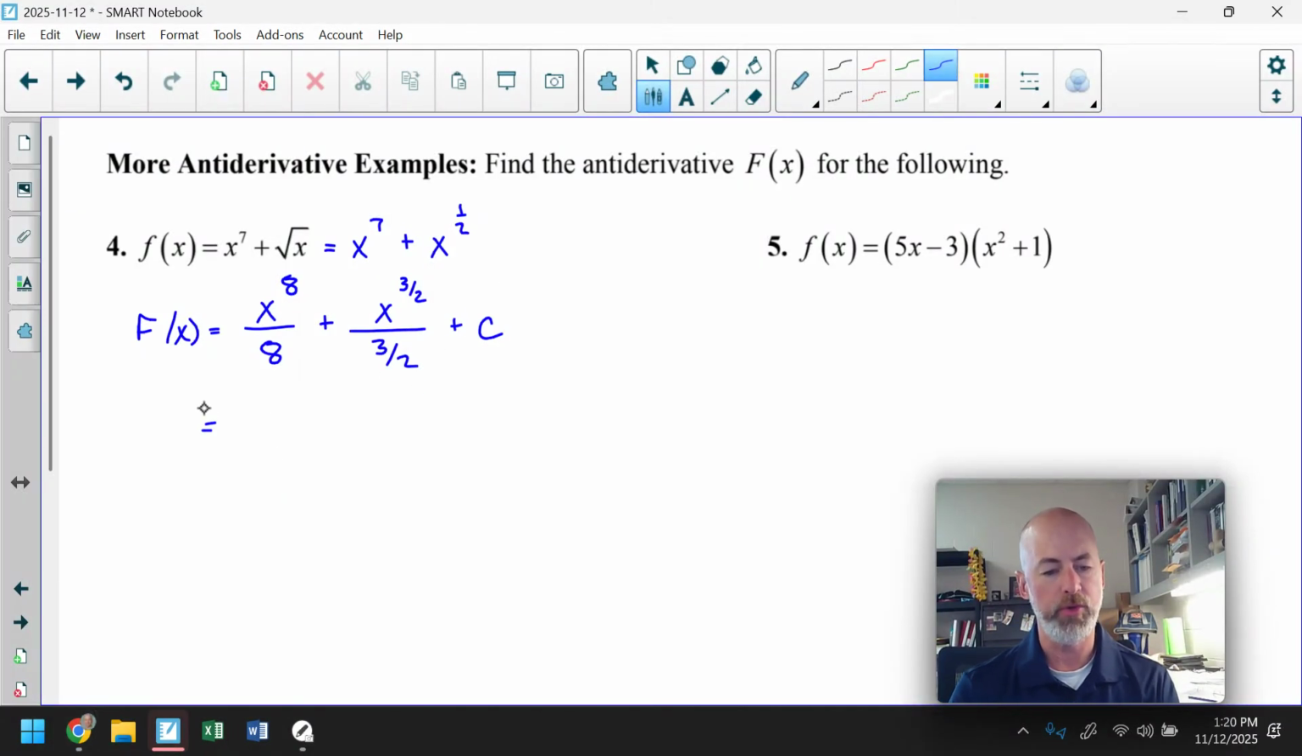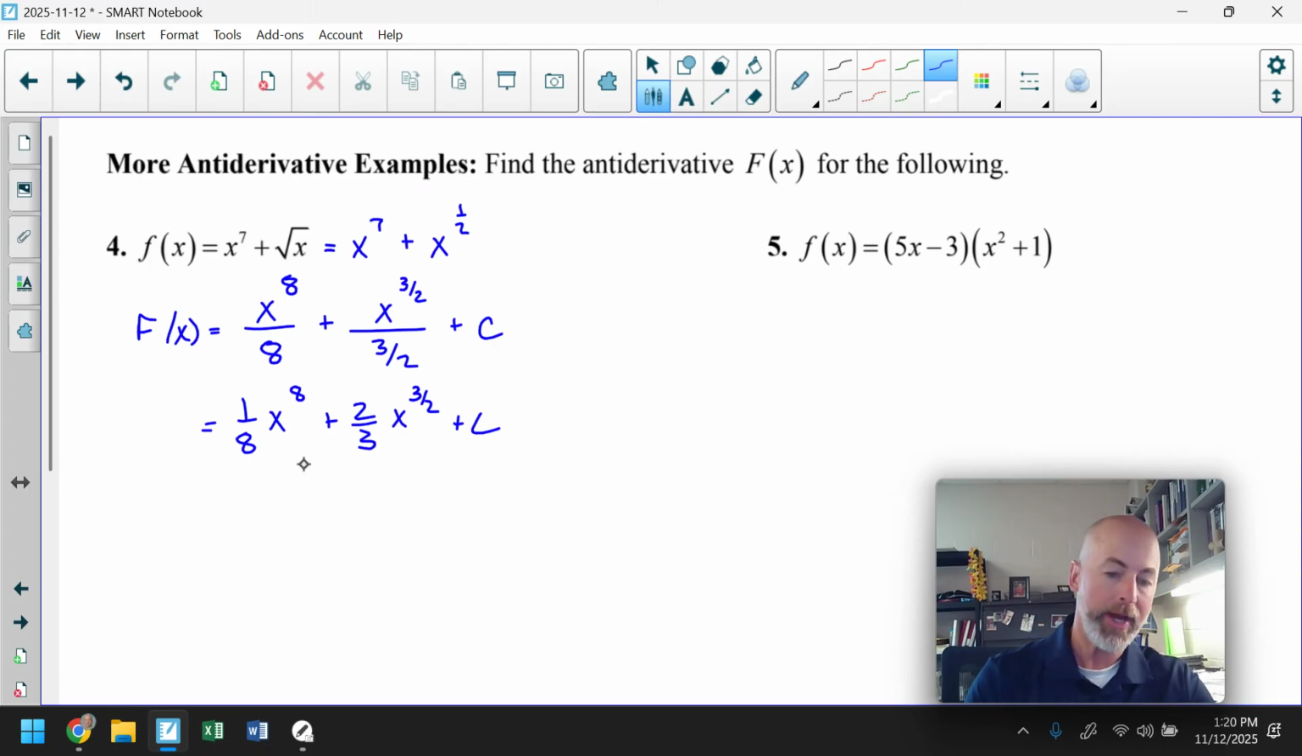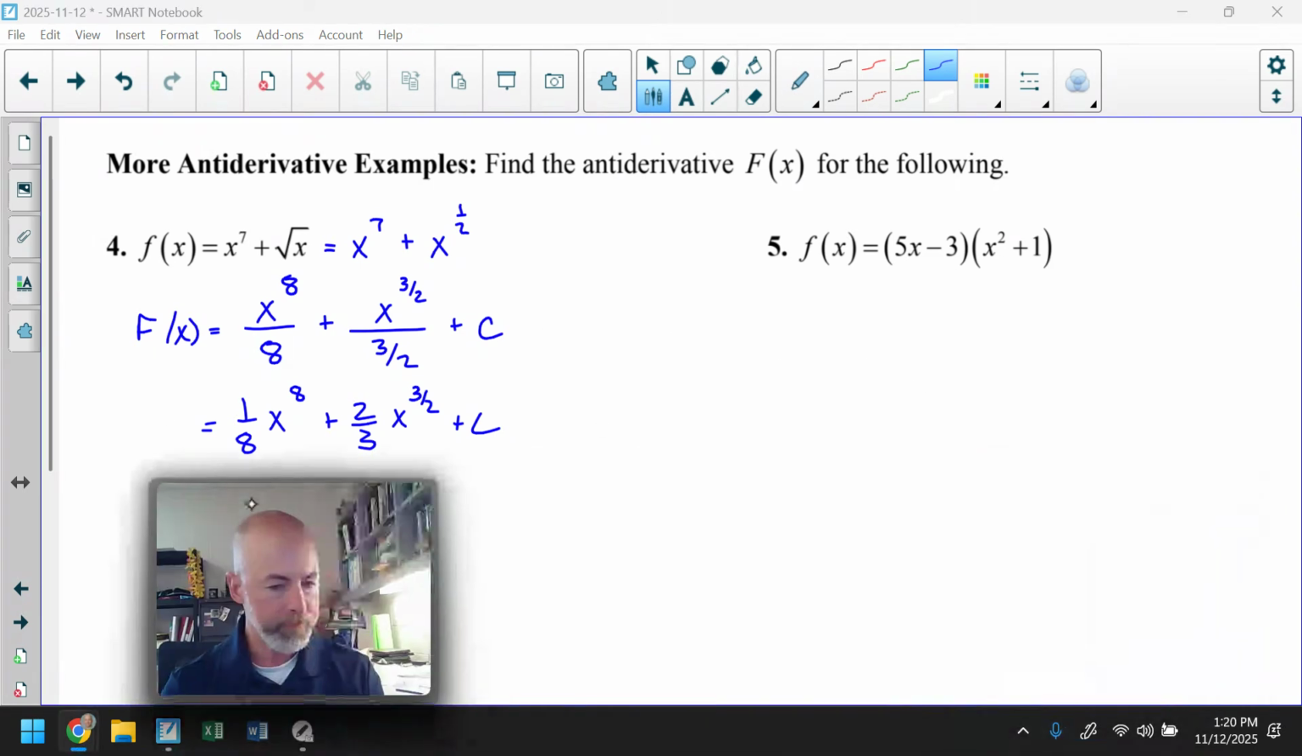And if you want to, you can rewrite this, like I said, as 1/8 x to the 8th. Not a whole lot of change there. However, 1 over 3/2 is the same thing as 2/3 x to the 3/2. And that plus c just kind of comes along for the ride. No need to write it that way unless it's multiple choice and you want to match your written work with the options. Let's look at number 5.